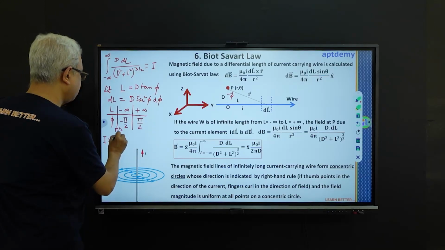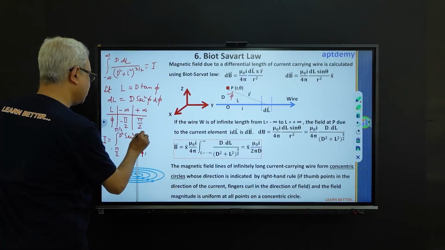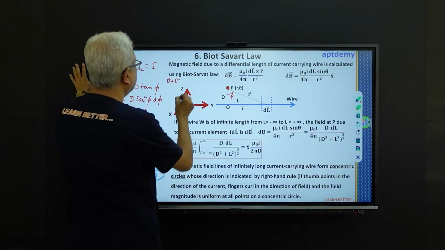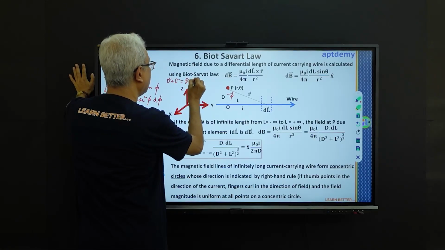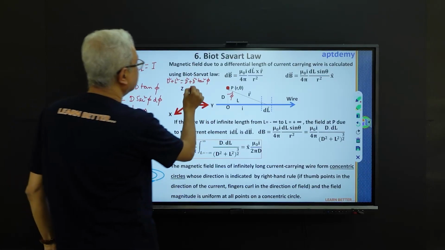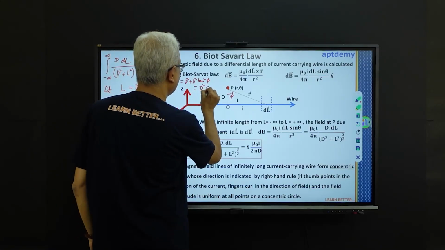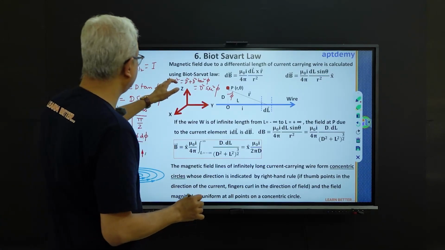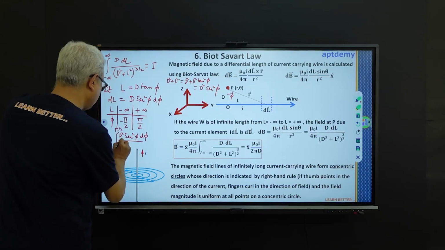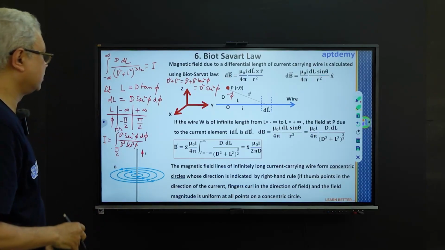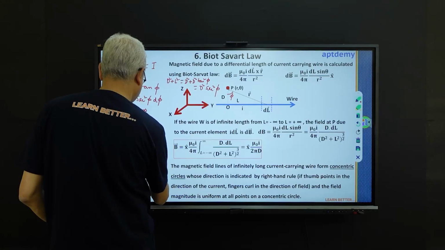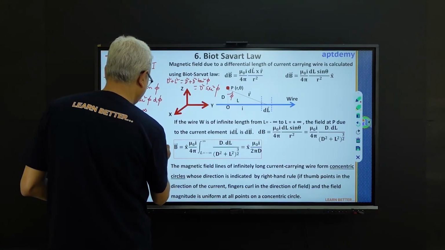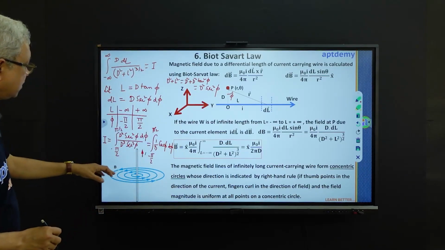dl is d sec square phi d phi, so it is d square sec square phi d phi divided by d square plus l square to the power 3 by 2. d square plus l square is d square plus d square tan square phi, so it is basically d square sec square phi, since 1 plus tan square phi is sec square phi. So the denominator is d cube sec cube phi. So it is the integral from negative pi by 2 to positive pi by 2 of 1 by d cos phi d phi, because there is a sec phi in the denominator, it becomes cos phi.